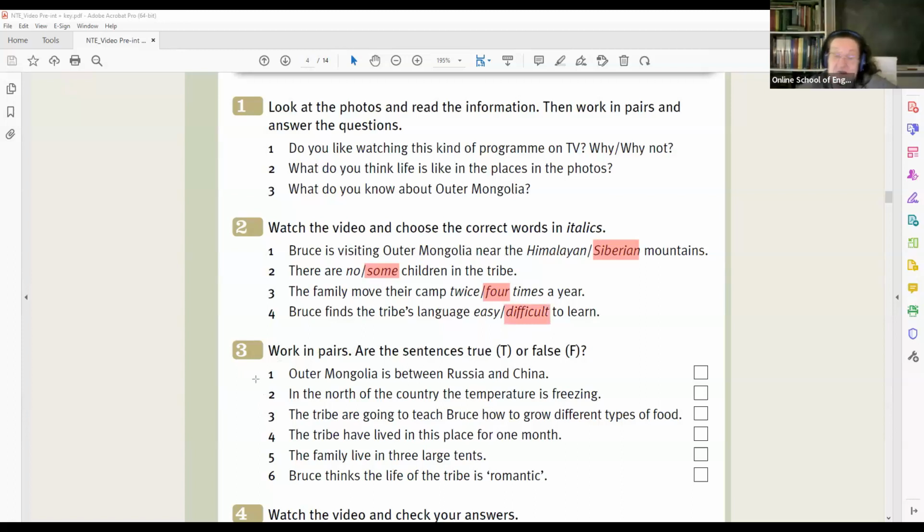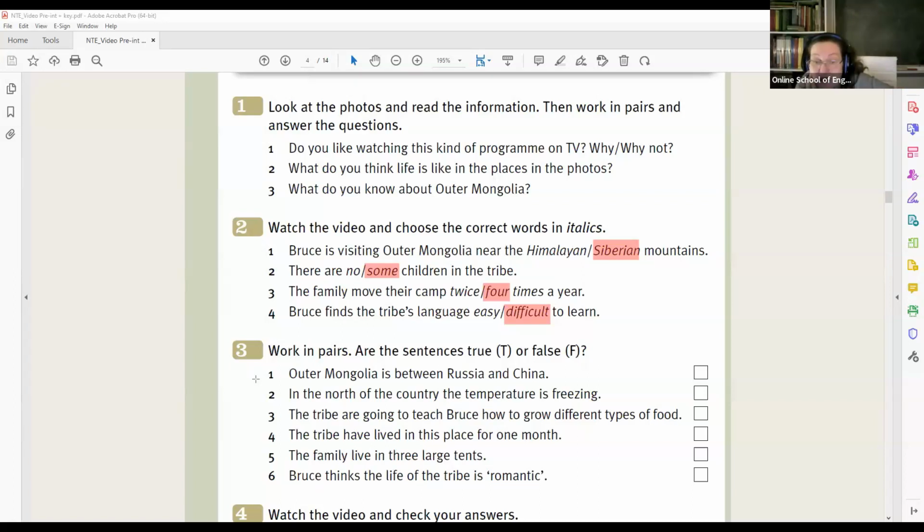Okay, now true or false? Number 1. Outer Mongolia is between Russia and China. Yes. True. Number 2. In the north of the country, the temperature is freezing. True. Yes. That's correct.